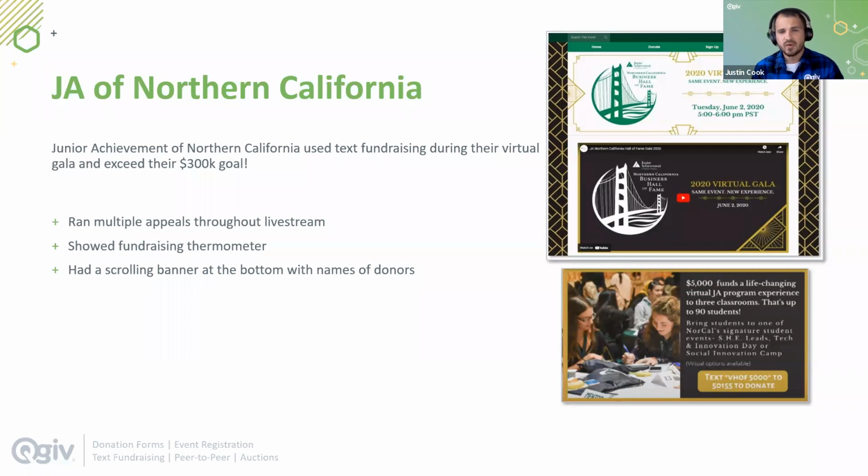And then finally, one thing that we like to see and share is that they had a scrolling banner at the bottom with the names of their donors. Donors love recognition. And it's also another use case for something that we'll talk about later, what we call our FunHub Live, to show off donors' names and the donations that they gave to your organization.